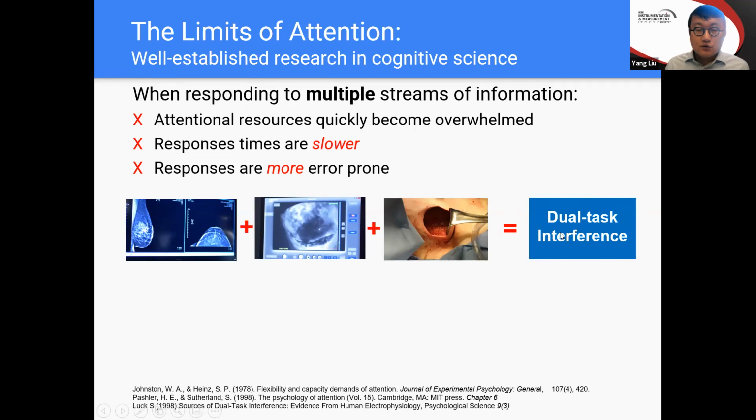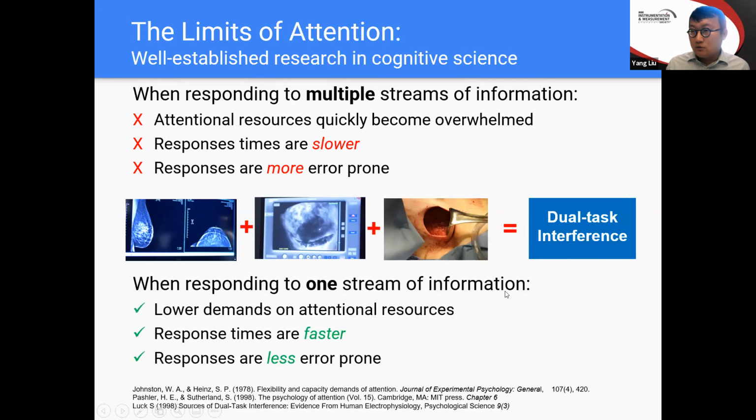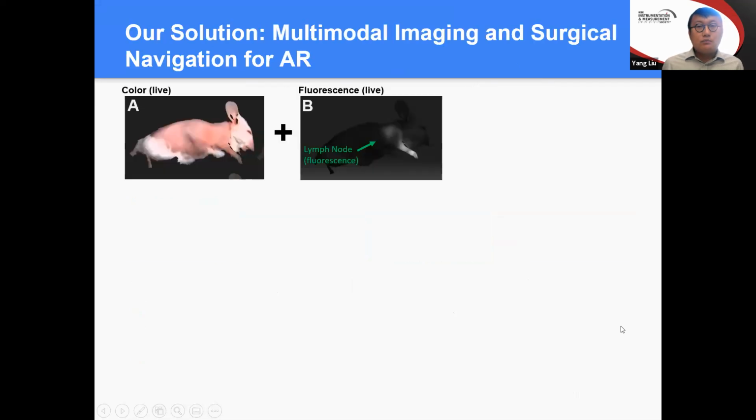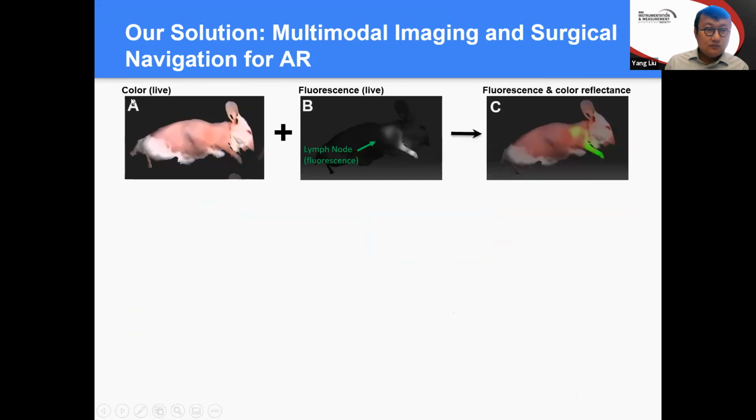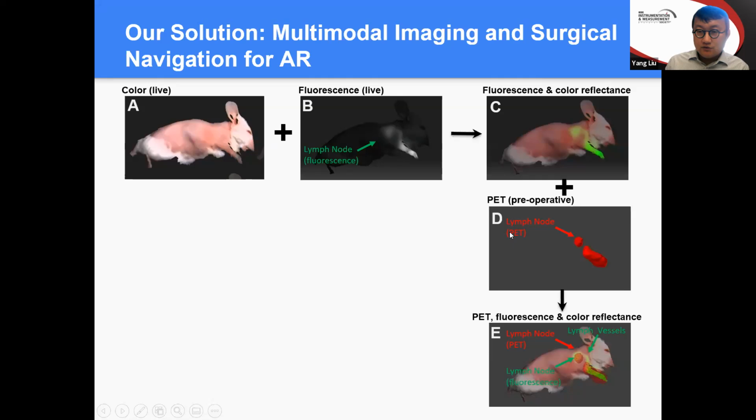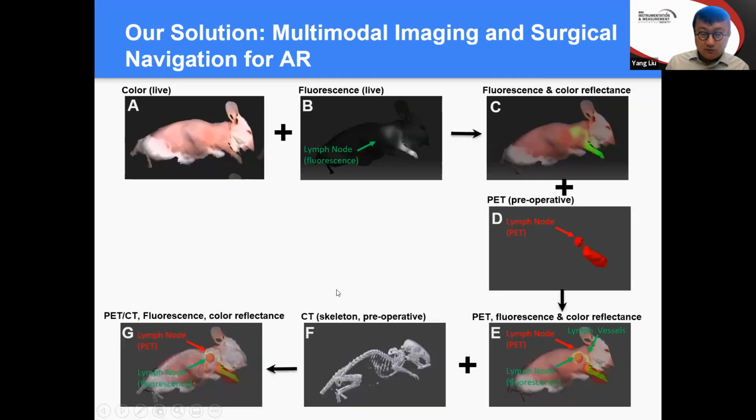But in the surgical arena, surgeons are asked to do something even more challenging than that, because they have to look at different images and different data, and also look at the surgical site and do the surgery. So if there's a way to consolidate this and combine all the information in one stream, there's going to be lower demand on attentional resources, the response time will be faster, and the response will be less error-prone. To solve that problem, we developed a system we call FITS, which can offer multimodal imaging and surgical navigation. Here you can see we combine color images, fluorescence images, as well as surgical navigation together.